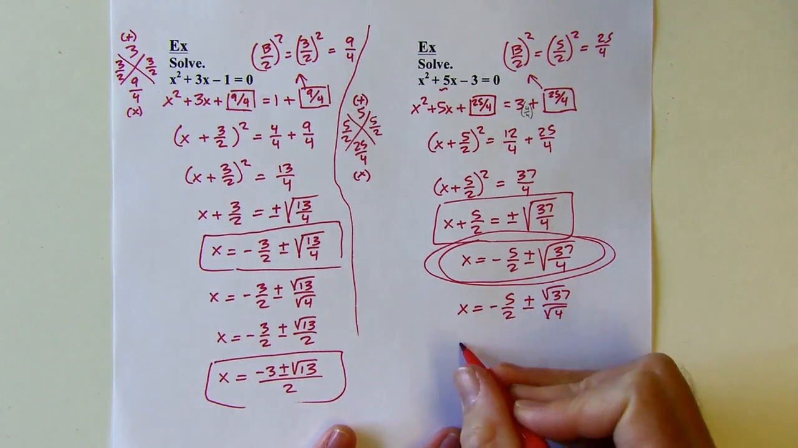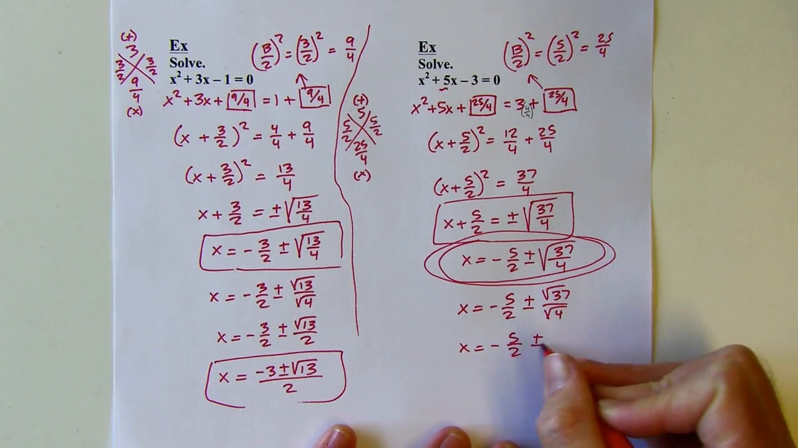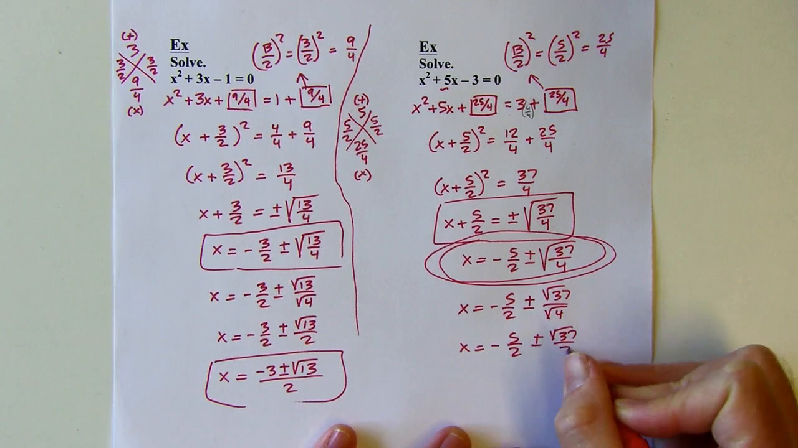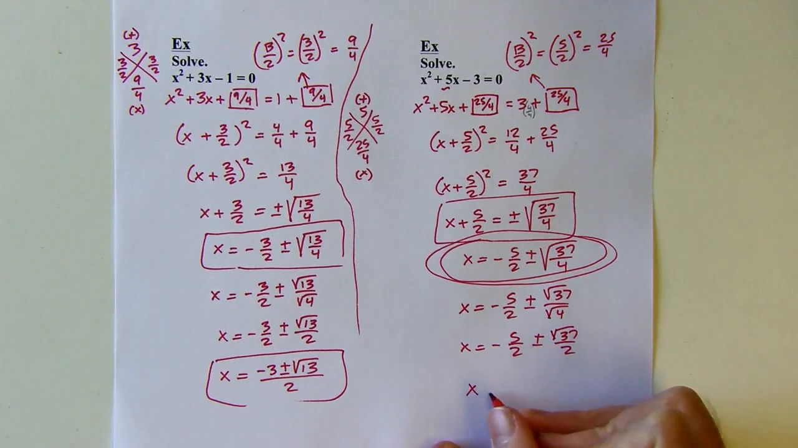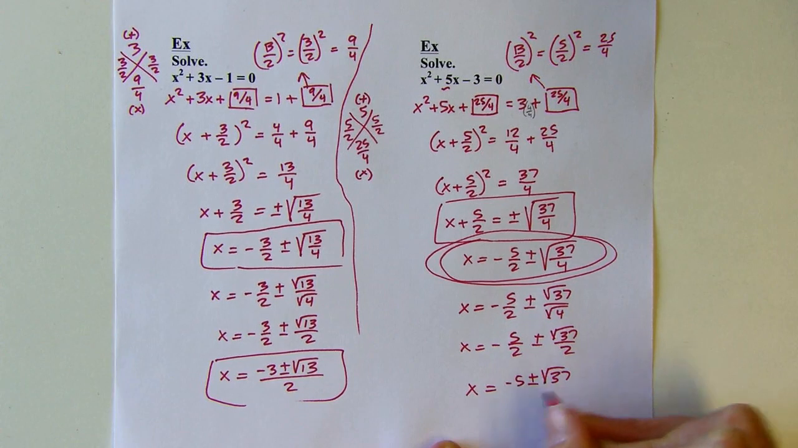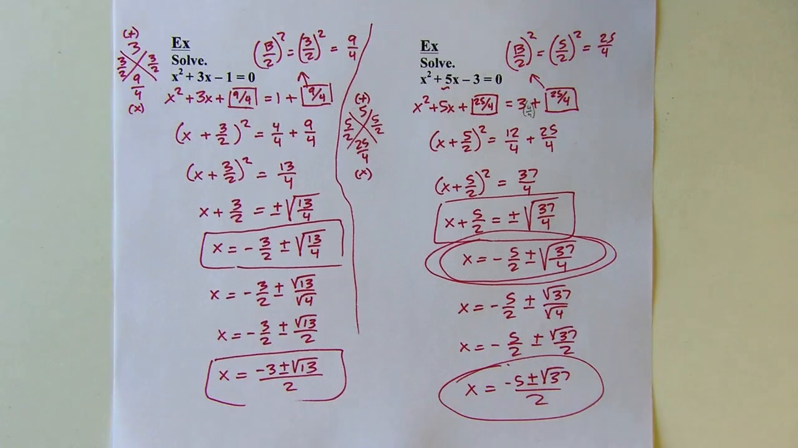And I'm going to end up with a common denominator there. So this would be -5 plus or minus root 37 all over 2. Okay? And that's fine as well. Either one of those would be good.